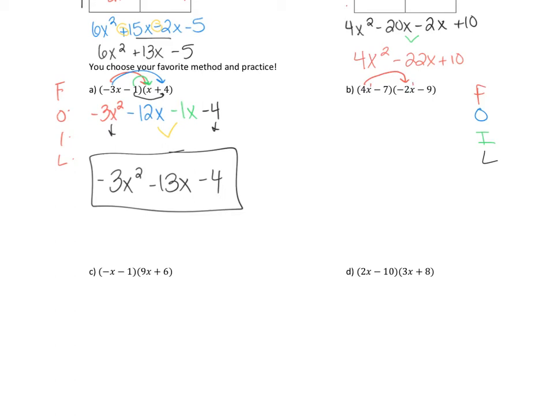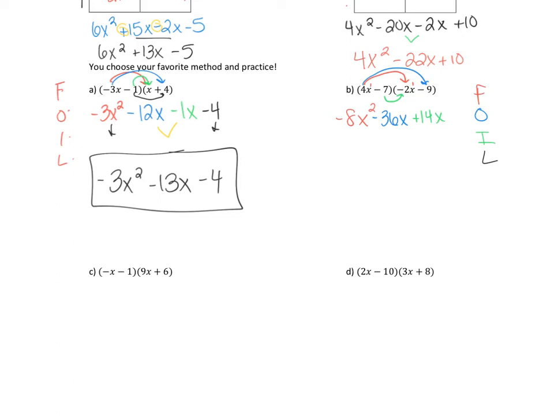So 4 times negative 2 is negative 8, then x squared, because we have to add our exponents. Then we're going to do the outer terms. So the outer terms of the parentheses, 4x times negative 9 gets me negative 36x. Then I need to do my inner terms. So I have a negative 7 times a negative 2x, which gets me a positive 14x.